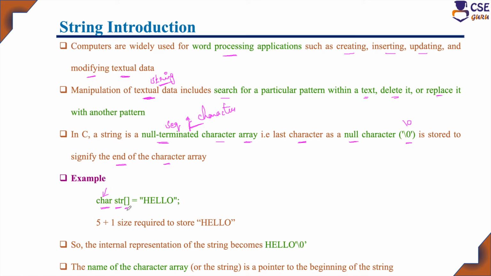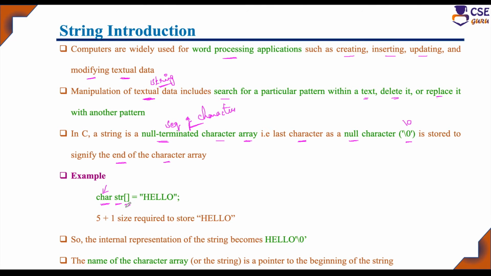If you specify an extra size, memory will be wasted, because once you have declared it, memory will be allocated for that specified size. So whenever you don't know the size of the string, you can specify it like this: without specifying the size, with empty square brackets. And the string you can enter within double quotes. A character you enter within single quotes, and a string you enter within double quotes. The complete string you can specify here.